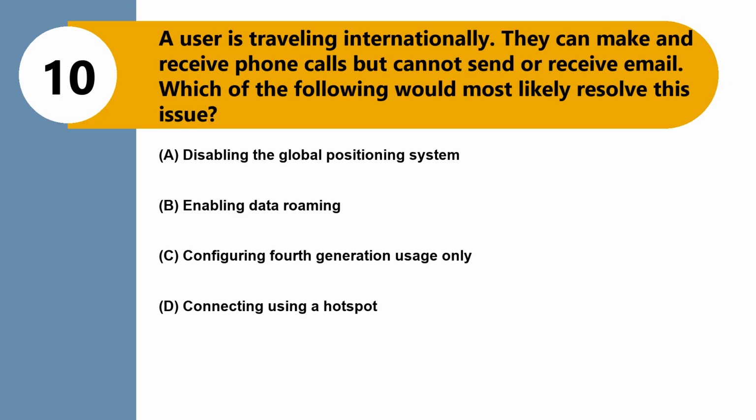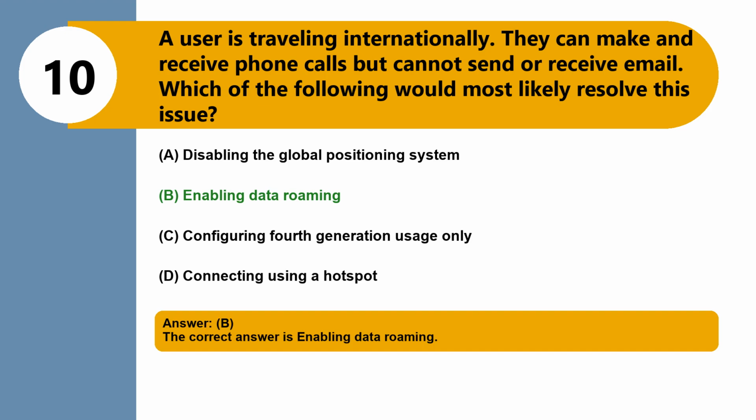Question 10. A user is traveling internationally. They can make and receive phone calls but cannot send or receive email. Which of the following would most likely resolve this issue? Option A, disabling the global positioning system. Option B, enabling data roaming. Option C, configuring fourth-generation usage only. Option D, connecting using a hotspot. The correct answer is option B, enabling data roaming.